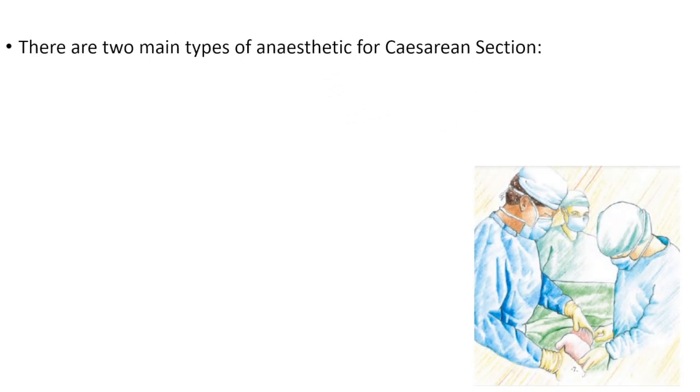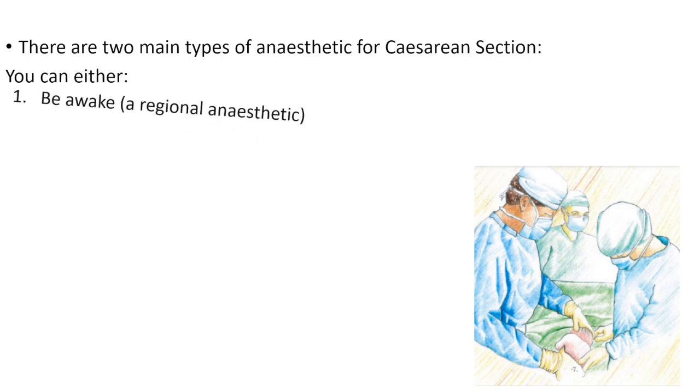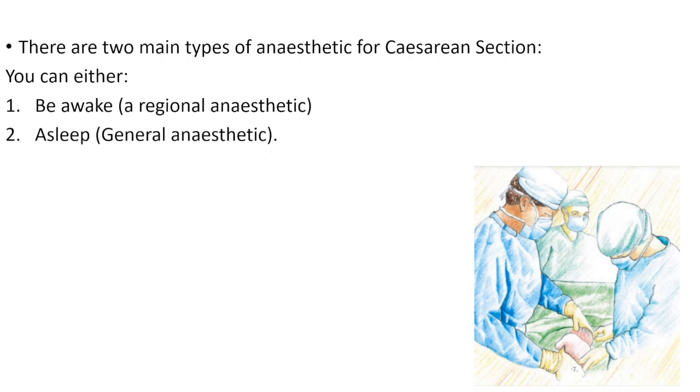For your cesarean section, there are two main types of anesthesia. The first and more popular type is a regional anesthesia, where you are awake for the surgery with numbness from your waist downwards. The second type, which is less commonly used for cesarean section, is a general anesthetic, where you are asleep, intubated, and placed on the ventilator for the surgery.